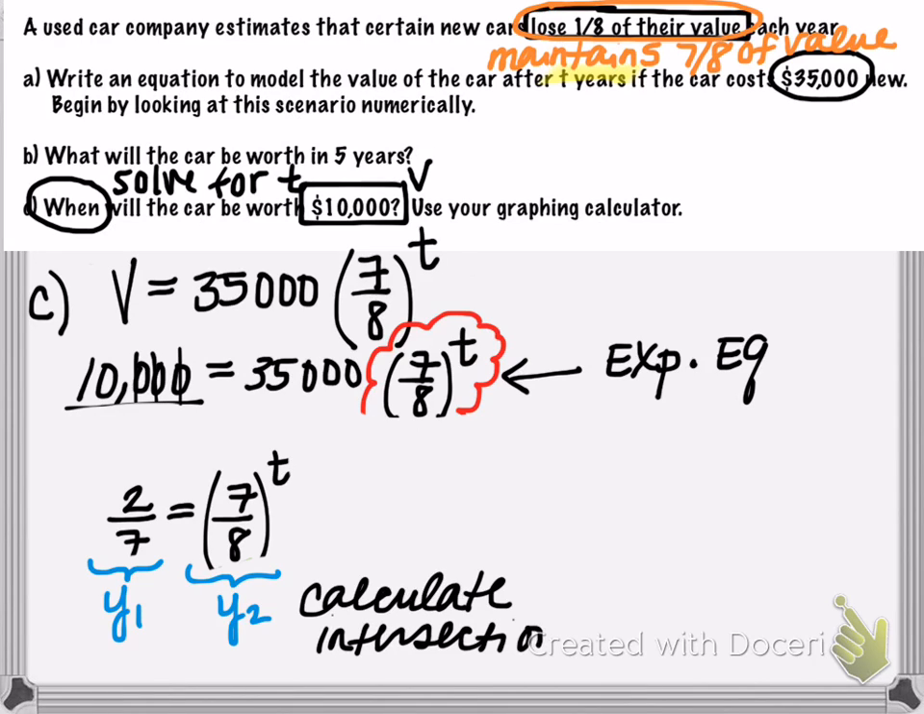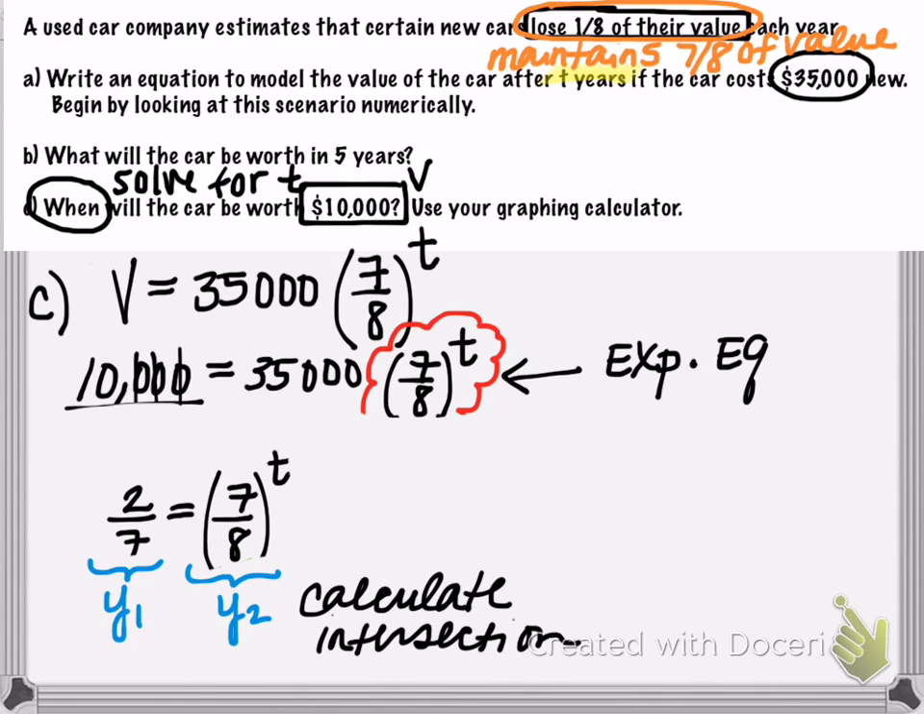So pause the video for a second and see if you can get a decent window that's going to allow you to see both of these curves as well as see the intersection. Keeping in mind that the left side, y equals 2/7, should just be a horizontal line, and then the right side, the y equals 7/8 raised to the x power, that should be a nice exponential decay function. It should be a decreasing function because the base is smaller than 1.